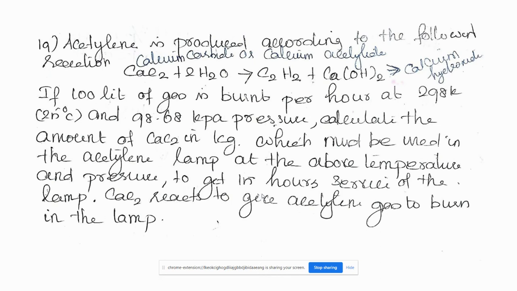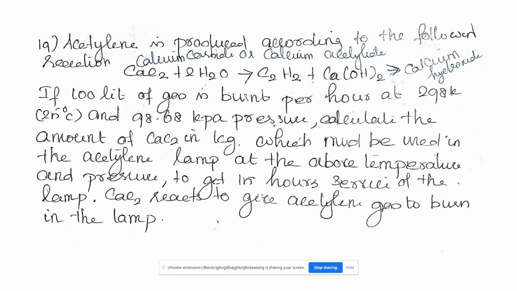So the next problem is acetylene is produced according to the following reaction, that is calcium carbide reacts with water to give calcium acetylide and calcium hydroxide. And if 100 liter of gas is burnt per hour at 298 kelvin and 98.68 kilopascal pressure, calculate the amount of CaC2 in kgs which must be used in the acetylene lamp at the above temperature and pressure to get 15 hours of service of the lamp. CaC2 reacts to give acetylene gas to burn in the lamp.